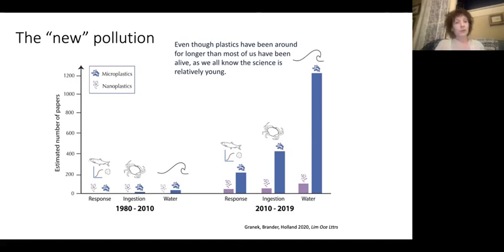But in the grand scheme of things, when you think about how long we've been studying other types of chemicals, think about endocrine disruption research, or the amount of time we've been studying pesticides and the potential effects of pesticides on organisms, 10 years is not really that long.